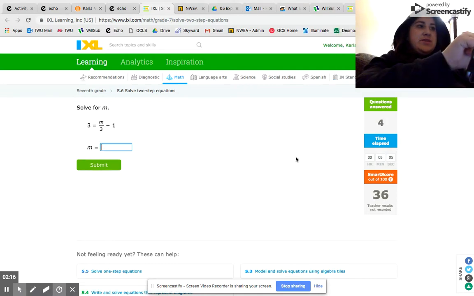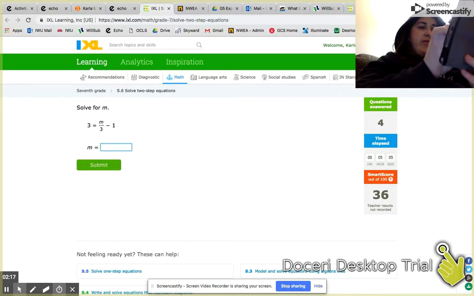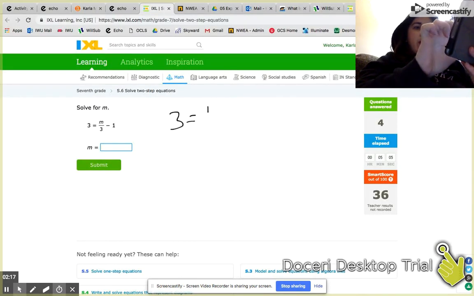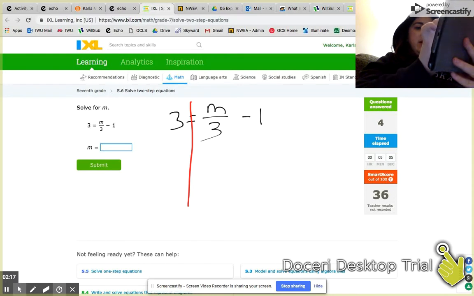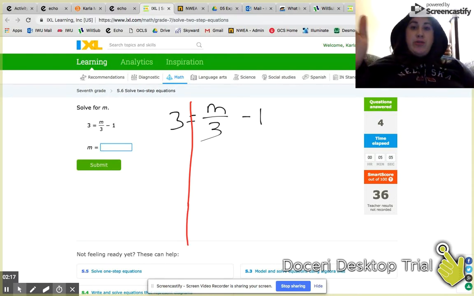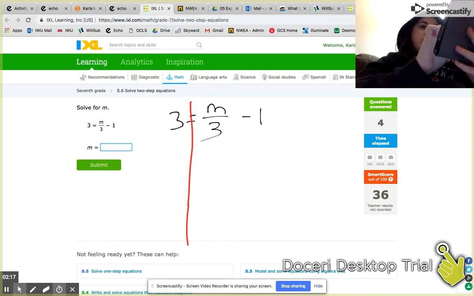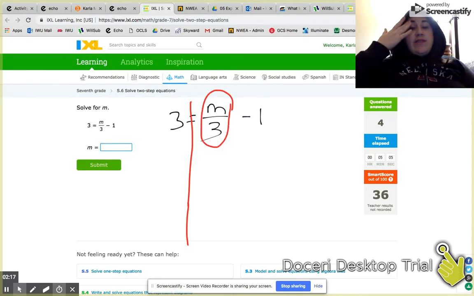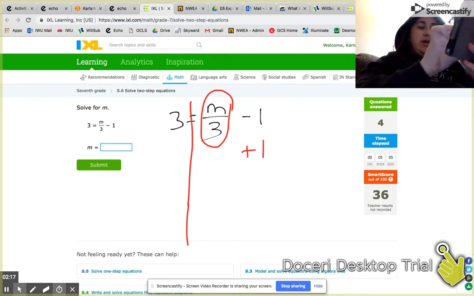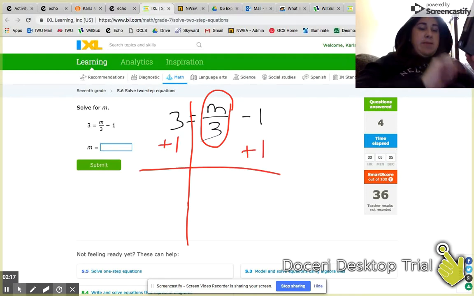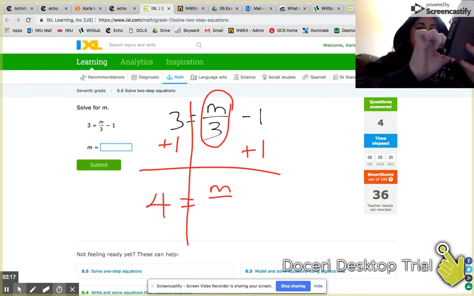All right, let's try this one. I have 3 is equal to m over 3 minus 1. First thing I'm going to do is draw the line down the equal sign because that tells me whatever I do to one side I have to do to the other. Then I'm going to circle the term with the variable because I need to get rid of everything else outside of that, which I'm going to use the additive inverse for. So I have plus 1 and plus 1 on each side. And then over here I get 4 is equal to m divided by 3.